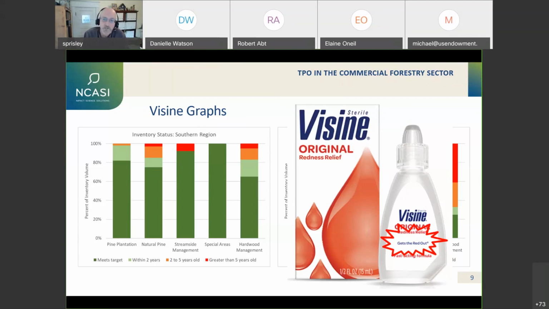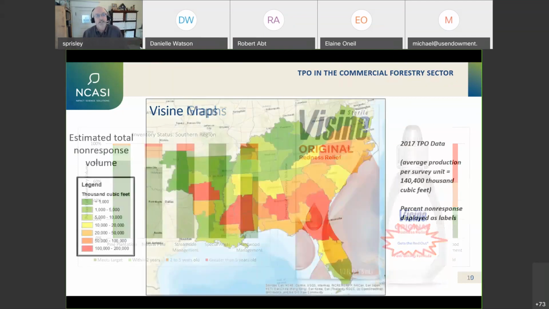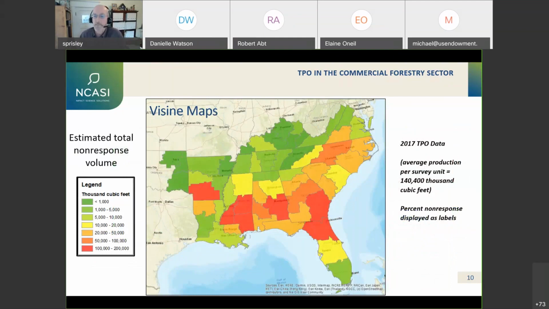So I tell you that story to kind of introduce the concept maybe of Visine maps. We've heard a lot about non-response as an issue in TPO. And Consuelo helped me assemble data to develop these maps that are showing estimated non-response volume in 1,000 cubic feet.